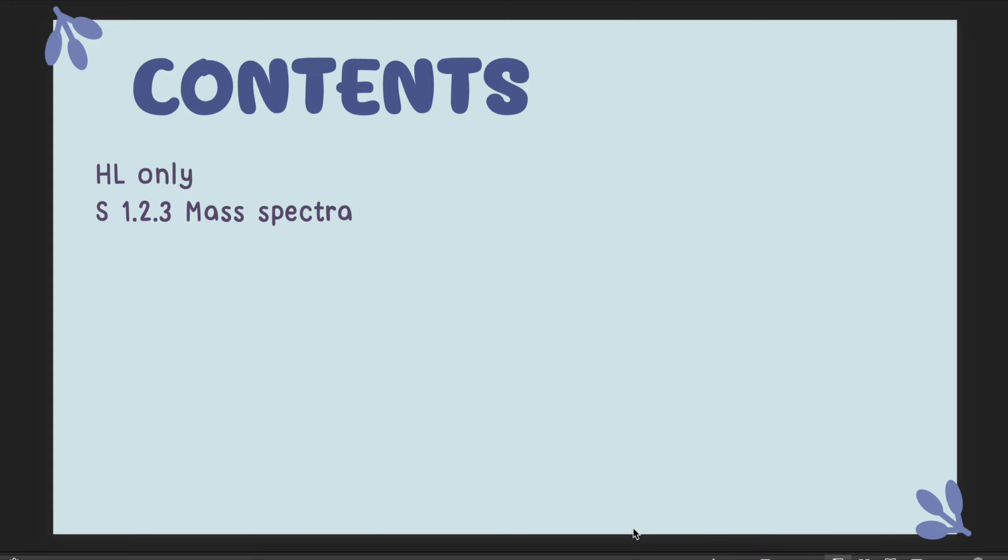This time I'm going to explain subtopic 1.2.3 Mass Spectra. It is for higher level content under Structure 1.2, Theme 1.